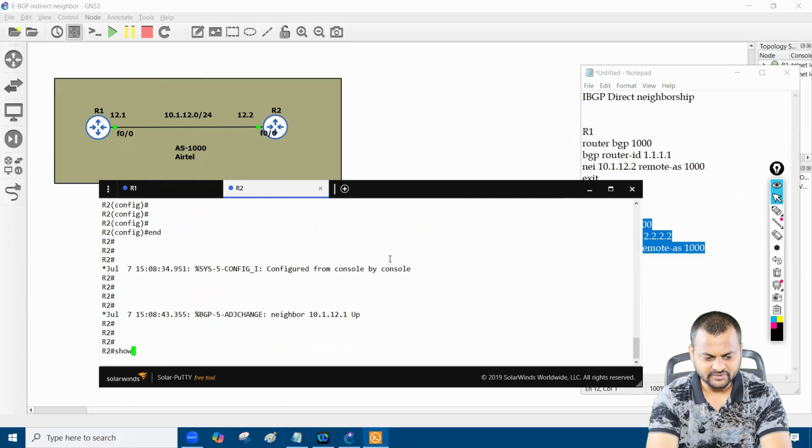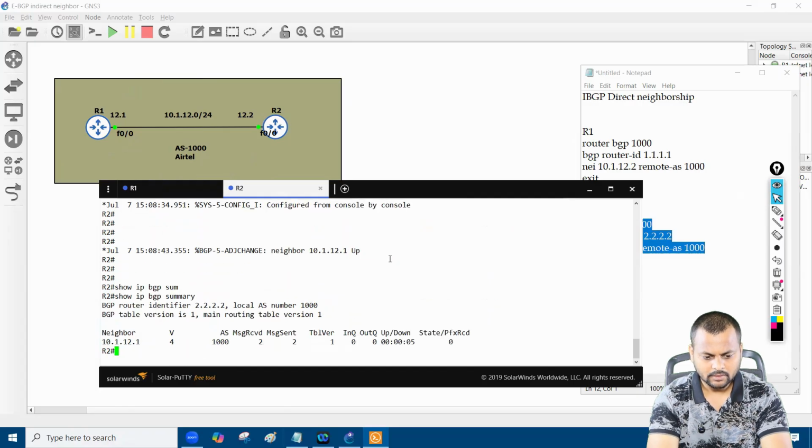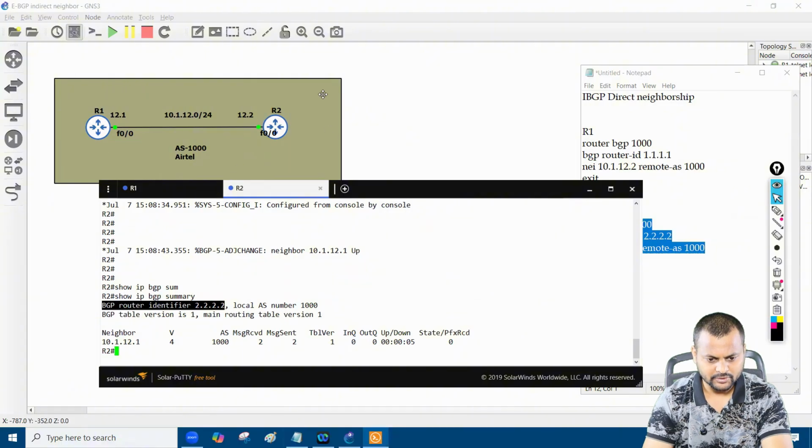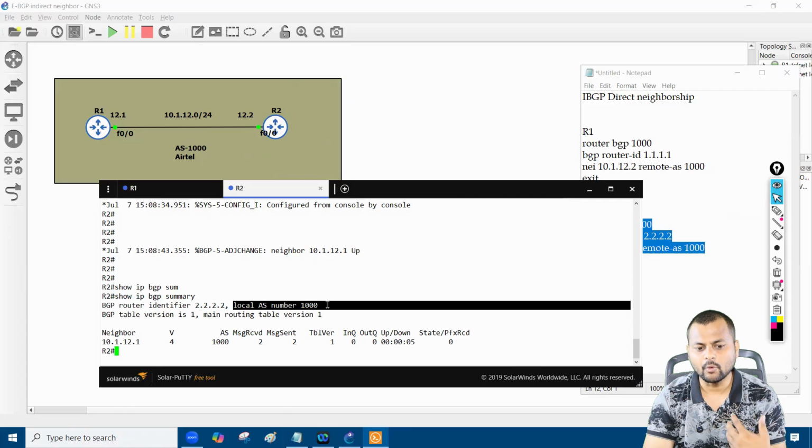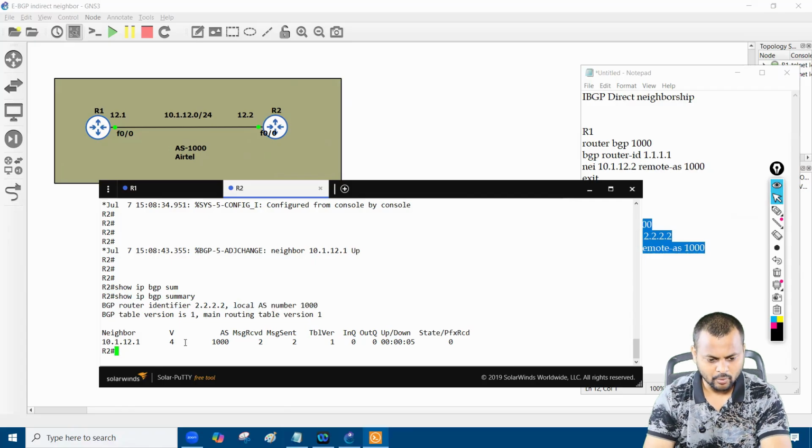Same verification command: show IP BGP summary. You can see that my router ID is 2.2.2.2. I'm on router number 2 right now, and the local AS number is 1000. That's my own AS number. And you can see that my remote AS number is also 1000, the same AS number. You can also use the command show IP BGP neighbor.